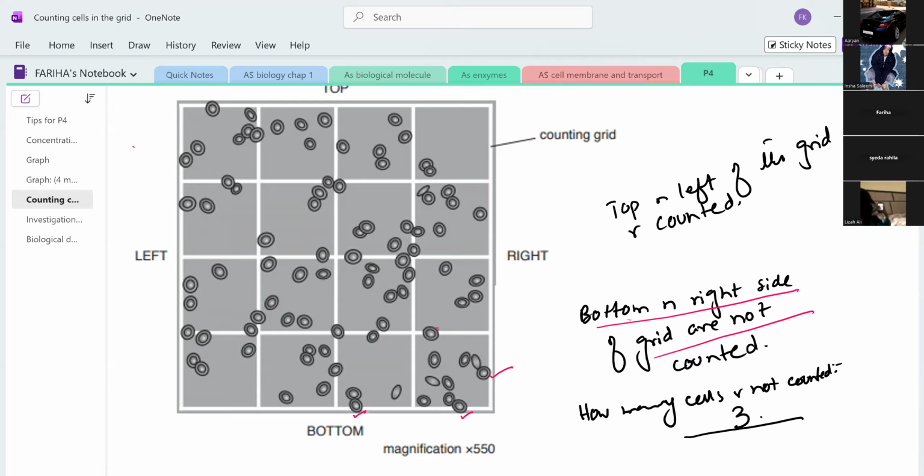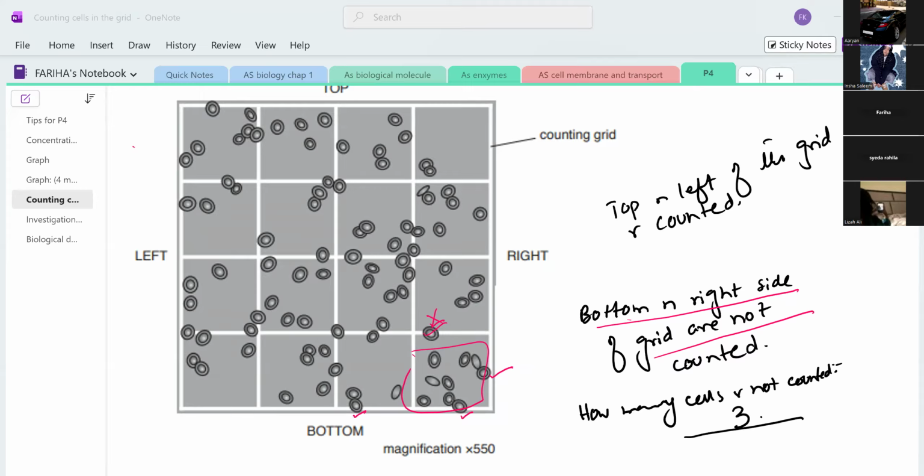Because if we are considering it on the bottom, this would be the top side of this grid. For this grid, it is lying on the top. That's why this cell will not be counted. So only the 3 cells are not going to be counted. Okay, is this clear?